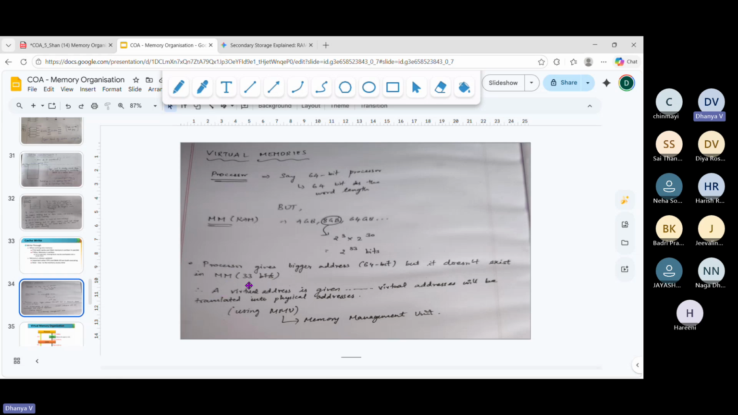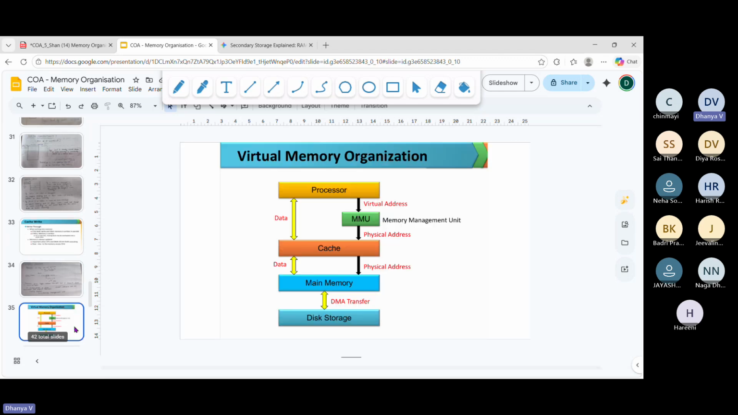Okay, so something called a virtual address is given. Okay, using the memory management unit. So the memory management unit actually converts this virtual address into some existent physical address.